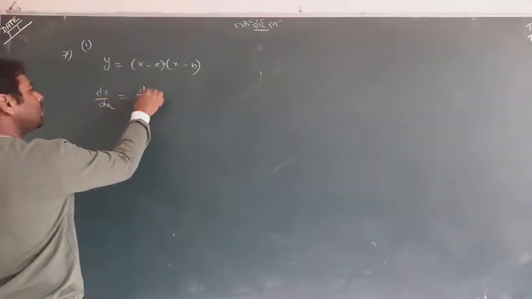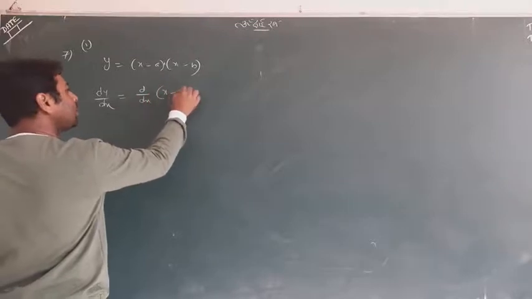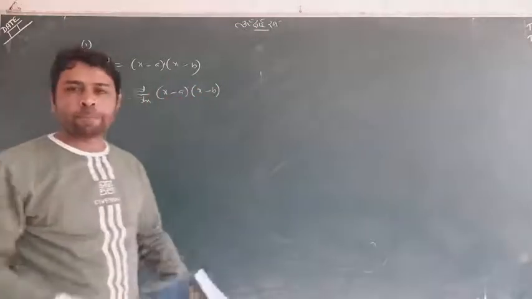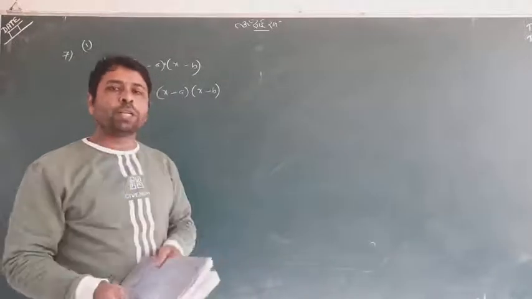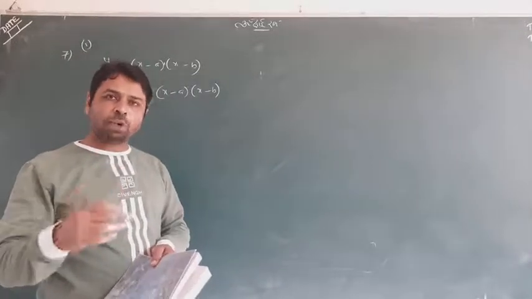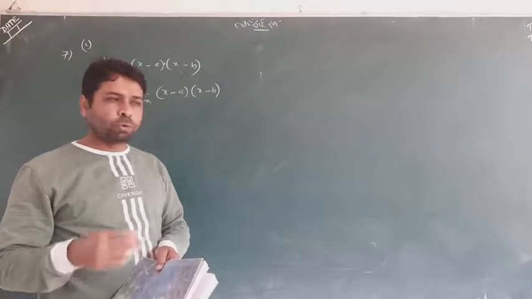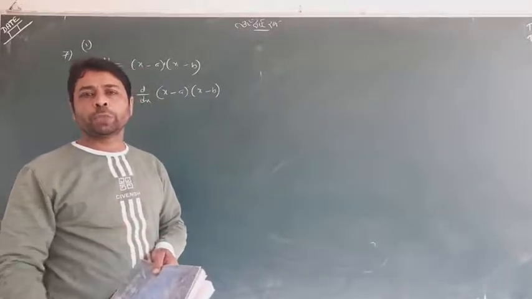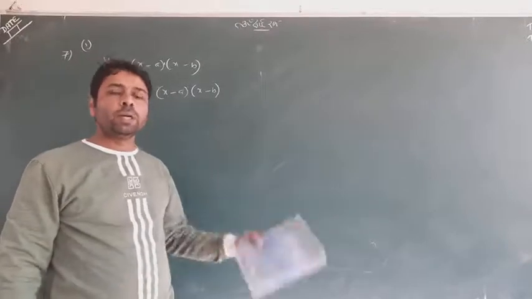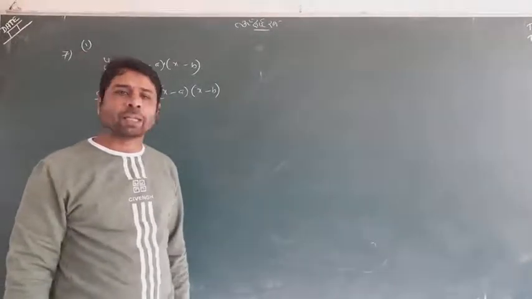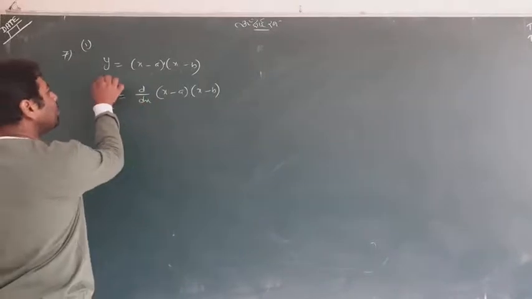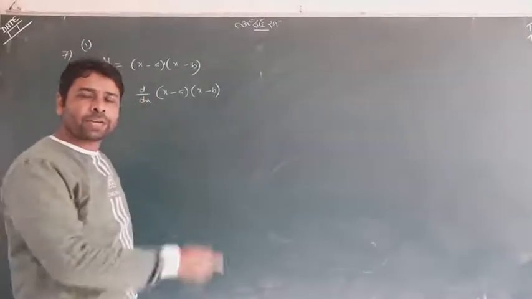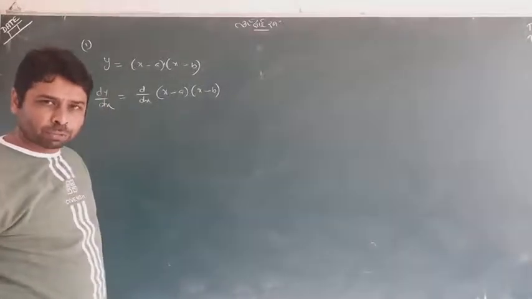dy by dx is equal to d by dx of (x minus a)(x minus b). Let me say one thing: I am not doing this by first principle, as it is not asked in the question. When it is stated or specially told to differentiate by first principle, use the first principle law. Otherwise, you can differentiate by the fundamental method. So I am writing here the differentiation of y with respect to x. I left the term and directly operated d by dx on both sides.